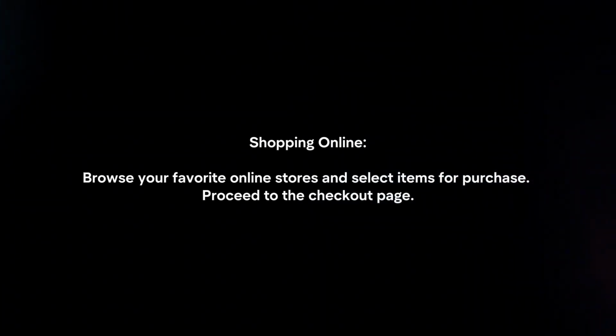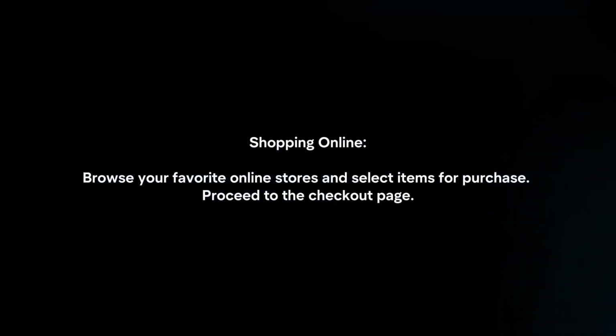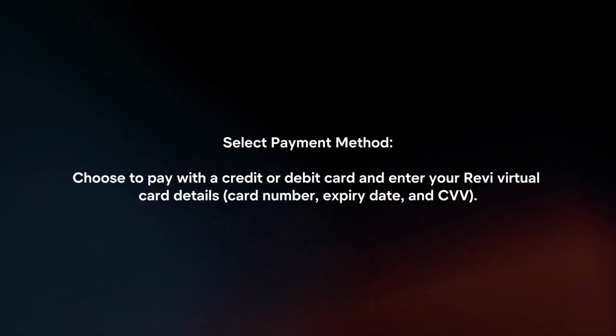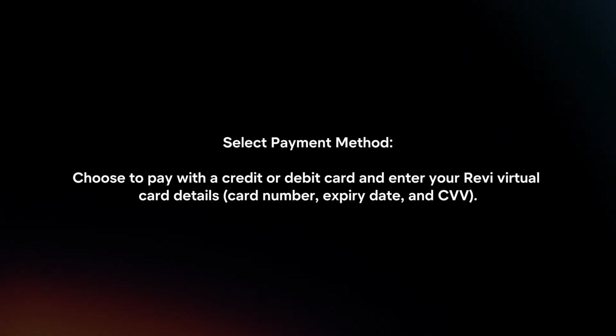Shopping online. Browse your favorite online stores and select items for purchase. Proceed to the checkout page. Select payment method. Choose to pay with a credit or debit card and enter your Revi virtual card details.